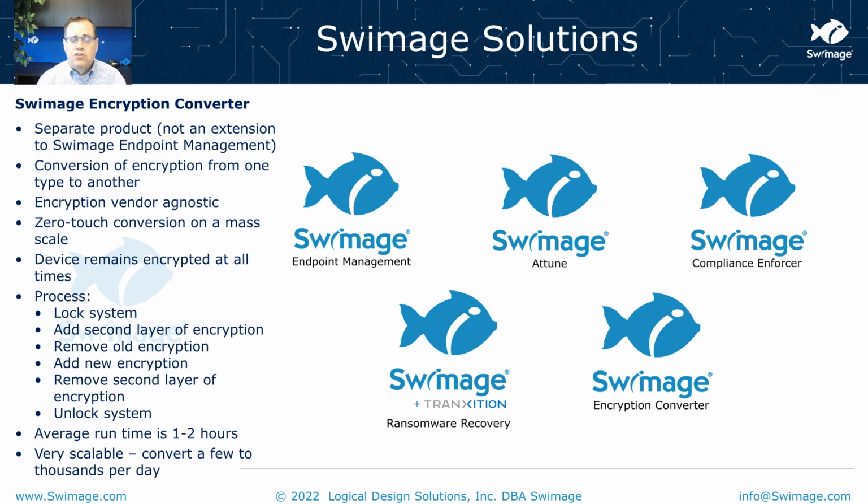Okay? And then the Encryption Converter is a tool. It's not an extension. It's a whole separate tool that allows you to zero touch in a mass scale, converting encryption from one type of encryption to another. So if you want to go from encryption A to encryption B, what it does is it locks the system. It will add a second layer of encryption to the machine. It will then remove the old encryption, decrypt it, remove it, and then it will securely add the new encryption, re-encrypt the drive, unencrypt the second layer of encryption, and then unlock the machine and get it back to the user.